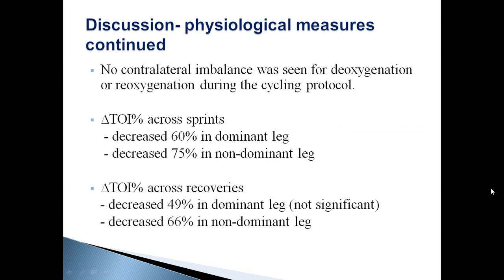No contralateral imbalance was seen for deoxygenation or reoxygenation during the cycling protocol. Oxygenation across sprints decreased by 60% in the dominant leg and 75% in the non-dominant leg. Oxygenation across recoveries decreased 49% in the dominant leg and 66% in the non-dominant leg. The decrease of 49% in the dominant leg was found to be not significant, but this may have been because of the small sample size causing a type 2 error.